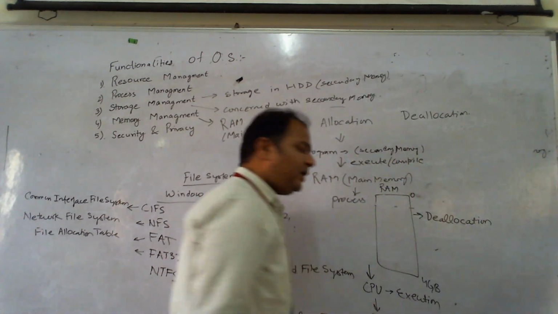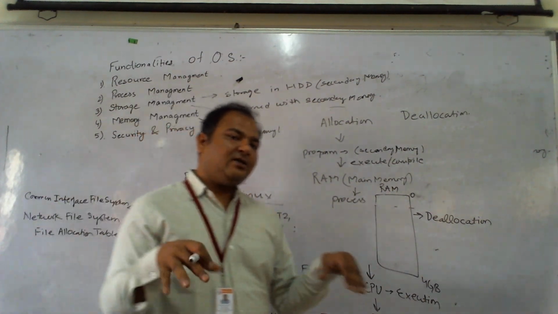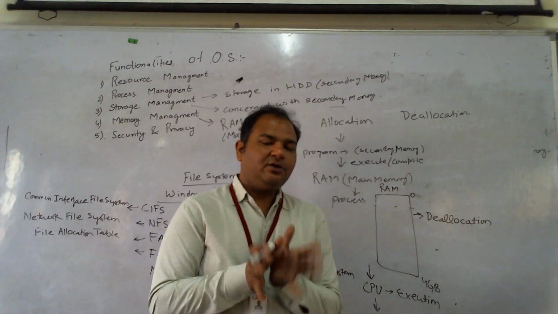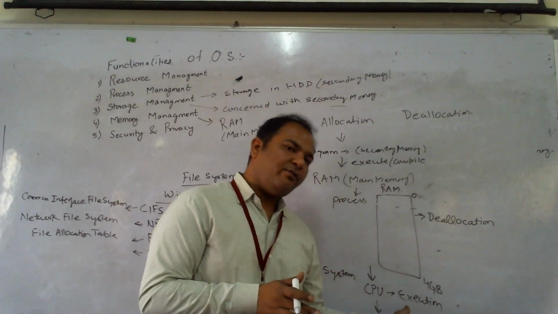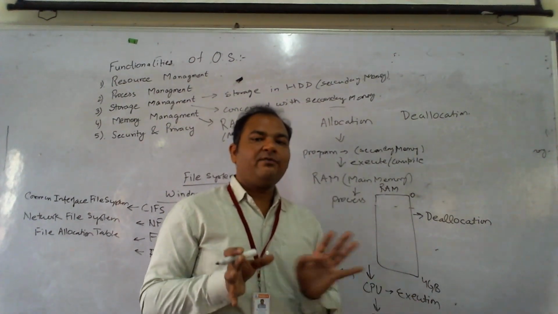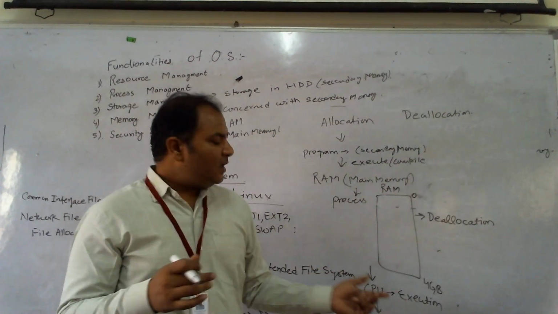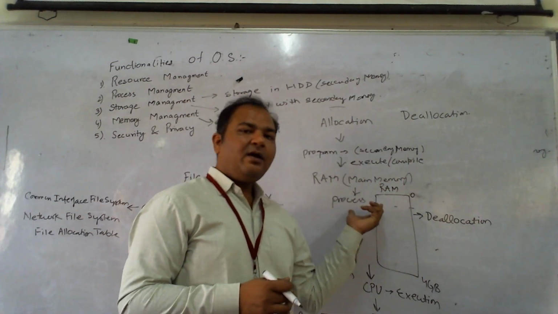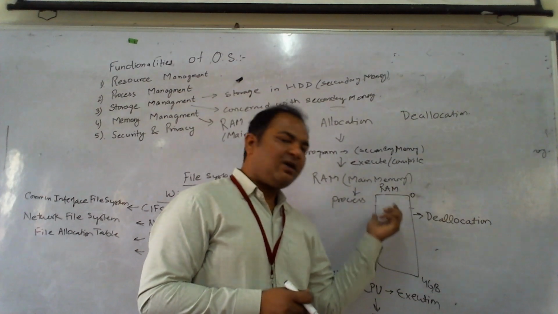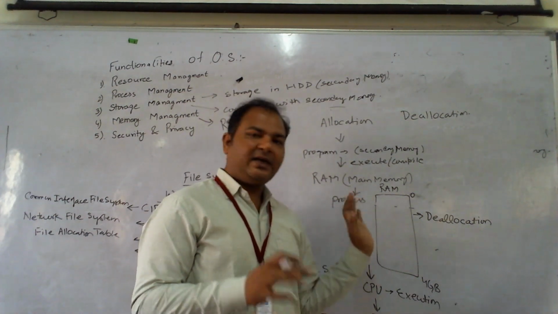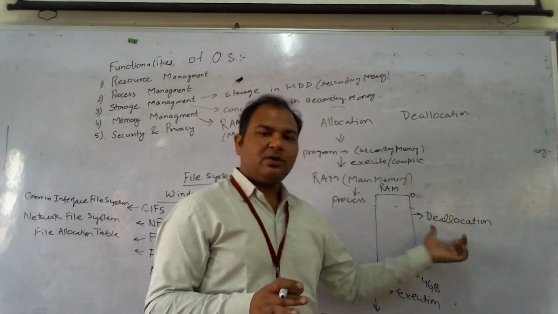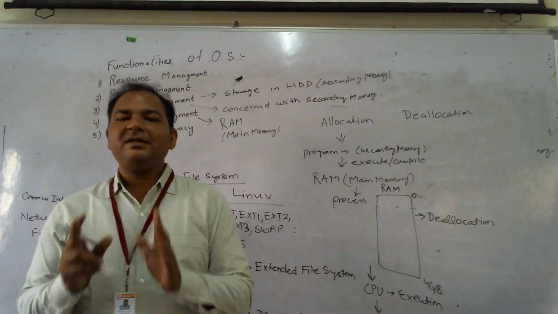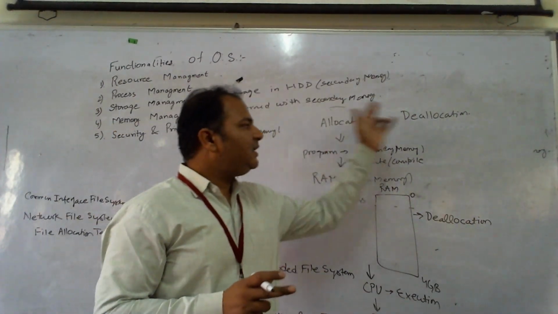Deallocation means when the programs enter the RAM, they get converted to a process. It is given to the CPU for execution. After getting the desired output, the memory gets freed, and free means the space required by that process is released, and it is called deallocation. So in memory management, the main tasks are allocation and deallocation.